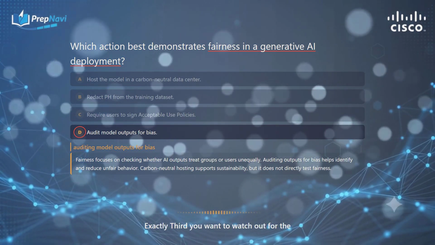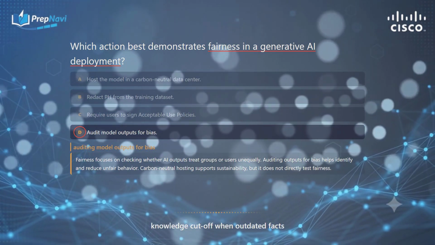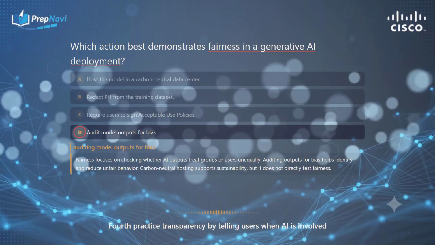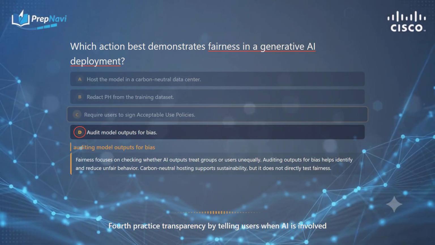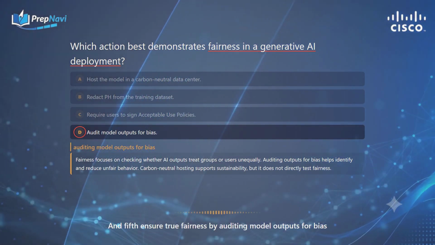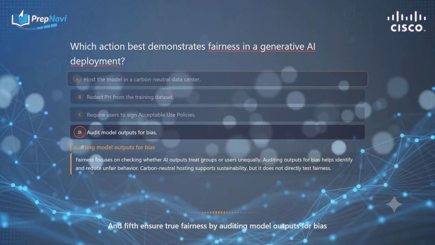Exactly. Third, you want to watch out for the knowledge cutoff when you see outdated facts. Not data poisoning. Right. Fourth, practice transparency by telling users when AI is involved. The allergen menu. You got it. And fifth, ensure true fairness by auditing model outputs for bias.